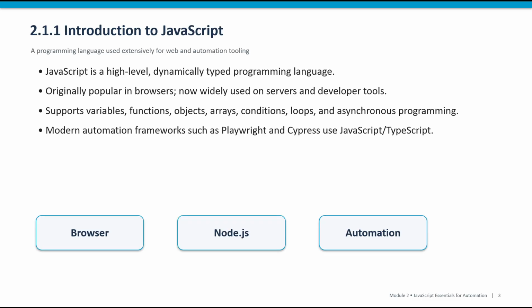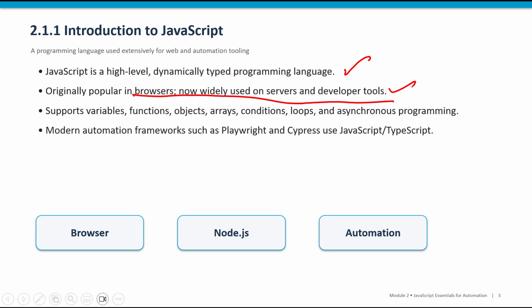First, JavaScript. JavaScript is a high level, dynamically typed programming language. It was originally popular in the browser, and is now widely used on the server and in developer tools. This one is especially for the front end.